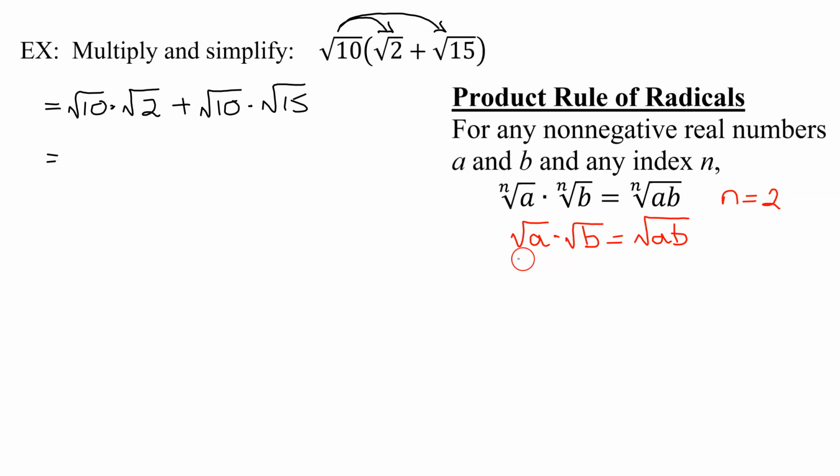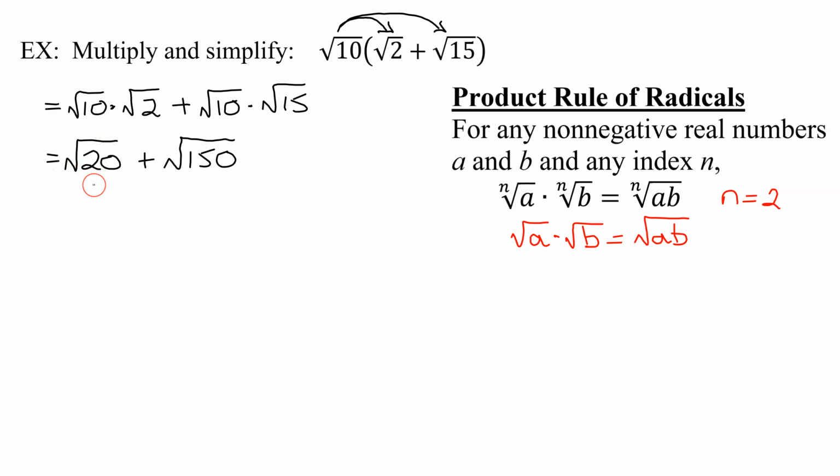Now I'm going to use the product rule for radicals. So the square root of 10 times the square root of 2 is the square root of 10 times 2, which is 20. Plus, multiplying two square roots again, the square root of 10 times the square root of 15 is the square root of 10 times 15, which is 150. All that's left to do now is to simplify my answer.